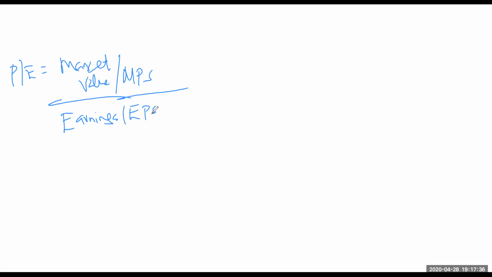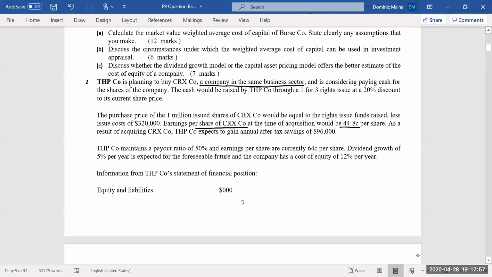Which means therefore, in case you have the earnings and you have the PE ratio, then you can get the market value. Therefore, the market value of this company will be the PE ratio multiplied by the earnings. We have the earnings already because, as per the question given to us from the question bank, the earnings of this company are equal to 44.8 cents.